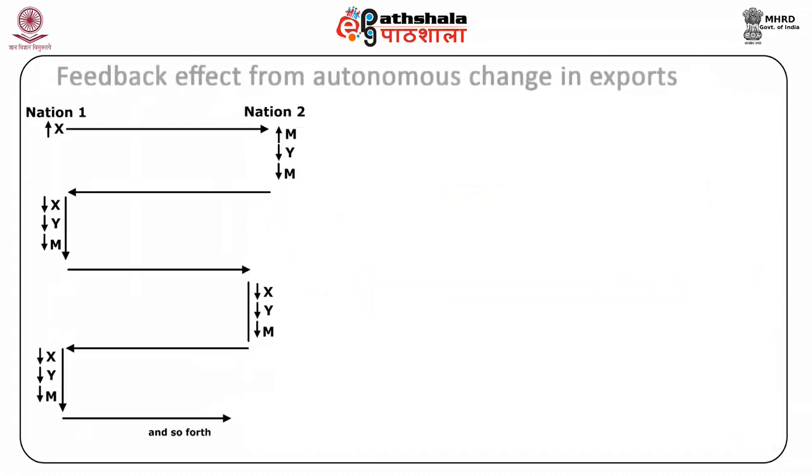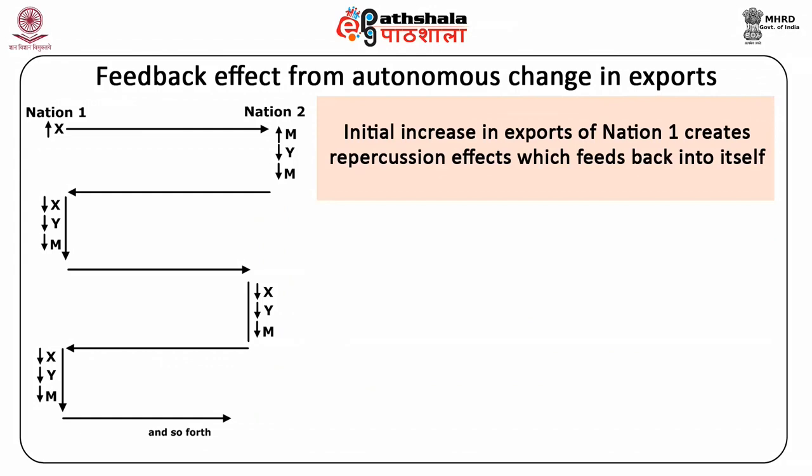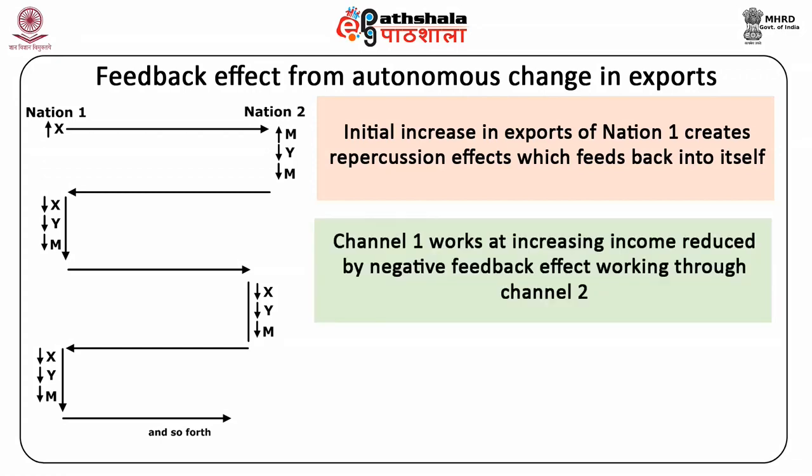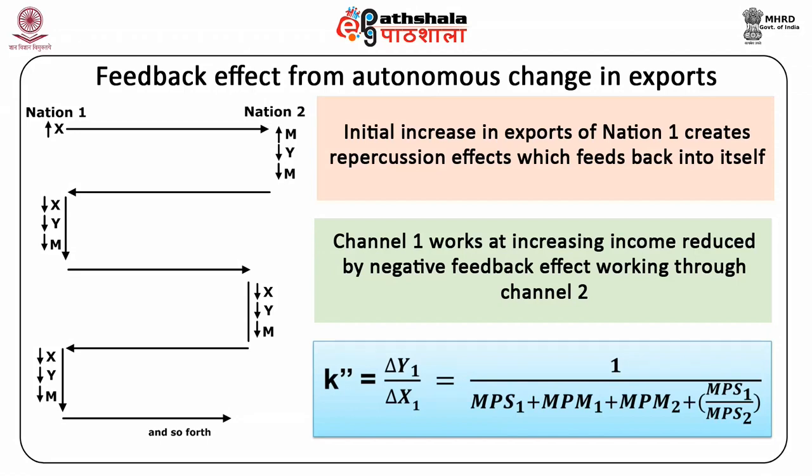It is seen that an initial increase in exports of nation 1 creates repercussion effects which feed back into itself. Channel 1 works at increasing income, which is reduced by the negative feedback effect working through channel 2. The final effect is summarized in the following value of multiplier. K double dash is equal to delta Y1 upon delta X1, equal to 1 upon MPS1 plus MPM1 plus MPM2 plus MPS1 upon MPS2. MPS1 and MPS2 refer to marginal propensities to save of nation 1 and nation 2 respectively.